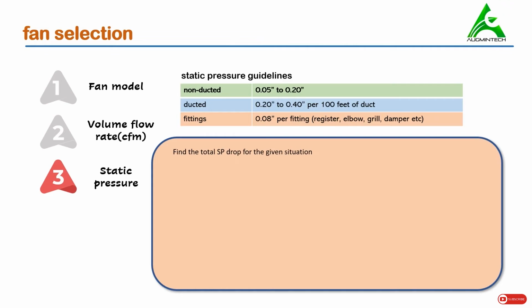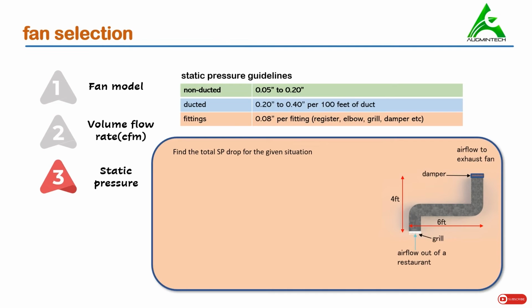So following these guidelines, we'll now do a sample problem to understand more about this concept. First, we'll find the total static pressure drop for the given situation. So what's the situation? Here we have a duct. Its horizontal length is 6 feet, vertical length is 4 feet. There is a grill and there is a damper at the outlet. Here the airflow is from a restaurant, and here the air flows from the exhaust fan to the atmosphere. So this is the overall situation.